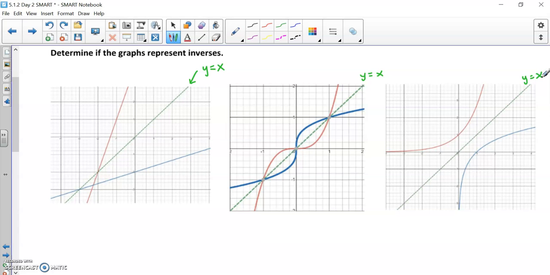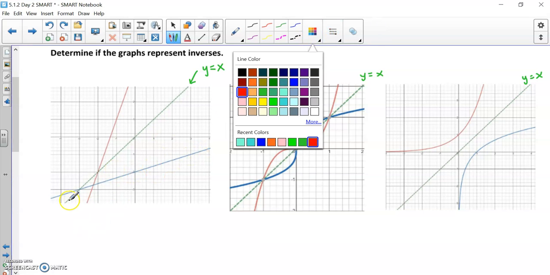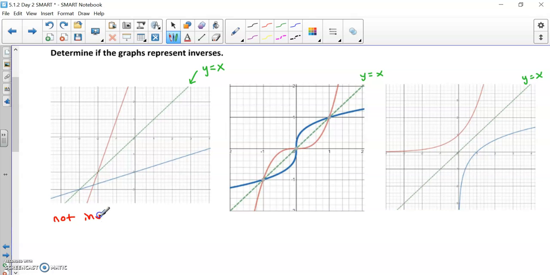Right through the middle, like the diagonal of your graph. So in this first one, if you look at the red and blue, this green line does not nicely go through the middle of these. The red and blue are not mirror images of each other across the green line. Since we did not find the symmetry that we are looking for, we will say that they are not inverses, and the reason is that there's no symmetry across the line y equals x.